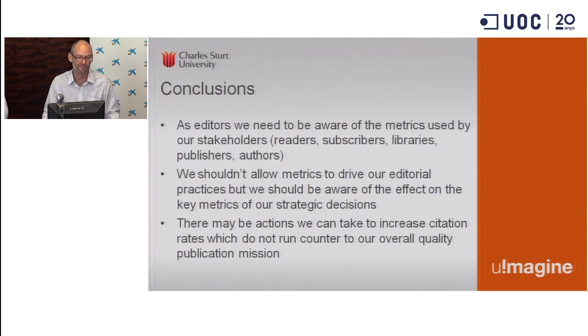So, conclusions. As editors, we need to be aware of the metrics used by our stakeholders, and we need to understand how those metrics are calculated so that we can have a more sophisticated understanding of the implications of our editorial decisions on the metrics. We don't want to be driven by the metrics, but we also don't want to do things that are going to have a detrimental effect on the metrics without knowing that it is going to have a detrimental effect. And there may be actions that we can take that are quite consistent with our overall quality publication mission, but which will also increase our citation rates.